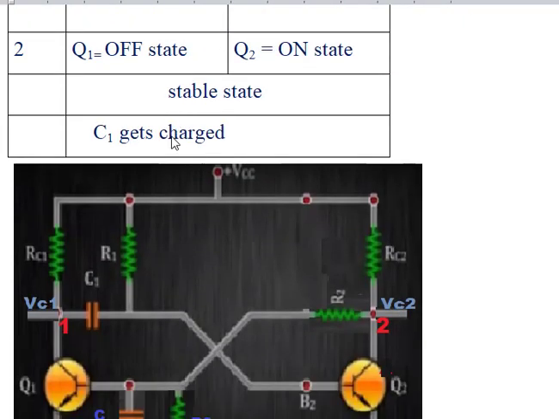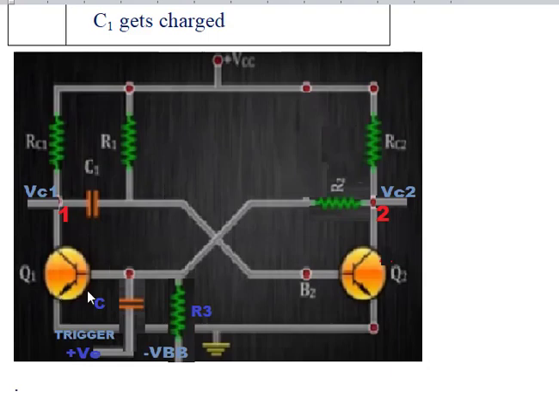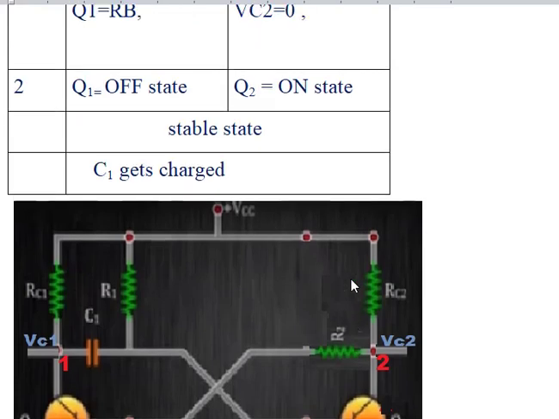See here, it is the off state. Here it is in the on state. It is stable. This state is known as the stable state, when Q1 is in the off state and Q2 is in the on state.